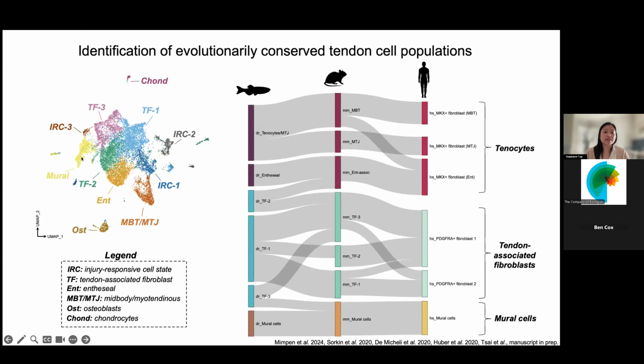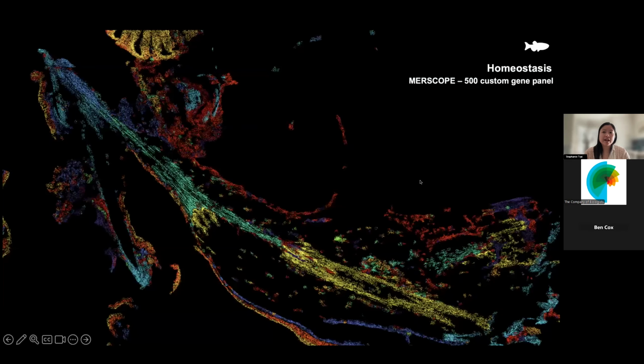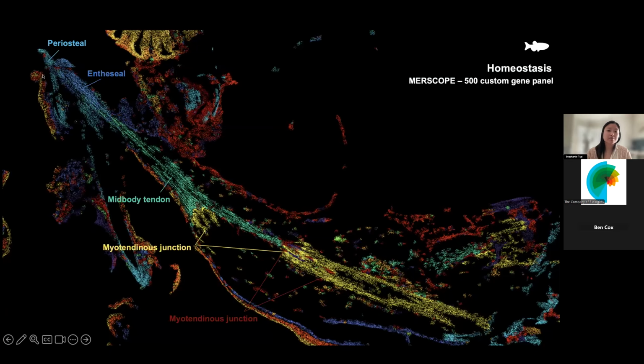And so I utilized this data to generate a 500 gene custom MERSCOPE panel and perform spatial transcriptomics, in which I was able to utilize the markers that we identified to identify the spatial positions of these populations along the tendon axis from the bone all the way down to the muscle. And I'm just showing you the core tendon populations here just to illustrate the point.